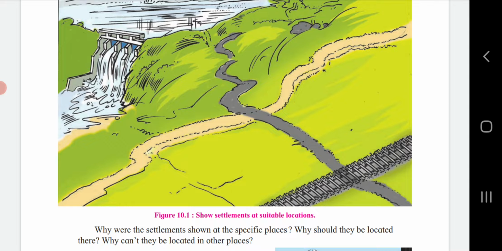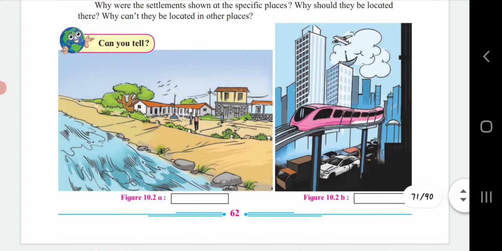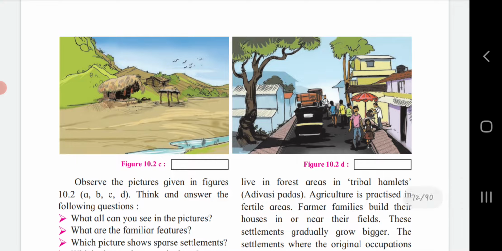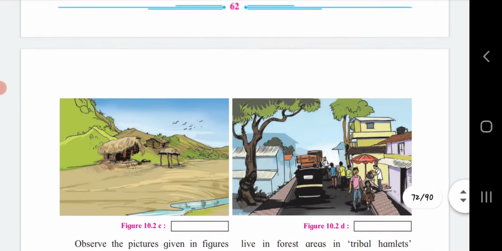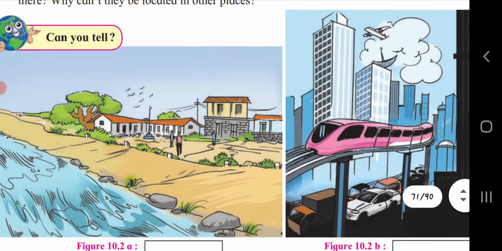Another one, C, can be located at a place which is near both the road as well as the railway track. This location provides sound transport connectivity which is required to carry out trade. Can you tell 10.2a, 10.2b, 10.2c, 10.2d? If you observe these 4 pictures, just have a look.